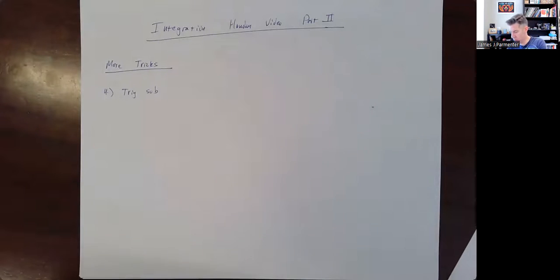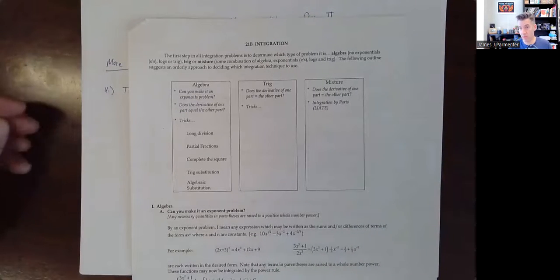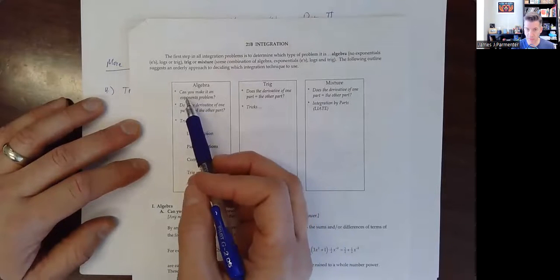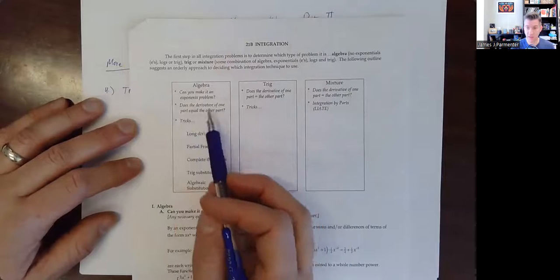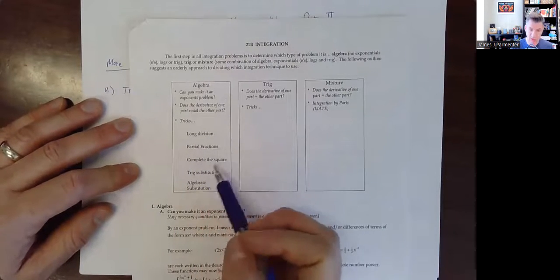Again, we're following this integration handout that's talking about what to do depending on what you see. We've worked through the algebra up to completing the square. So we talked about simplifying it to make it just powers of x, or doing a u-sub if the derivative of one part is equal to another part. And we talked about some tricks in the previous video: long division, partial fractions, and completing the square.